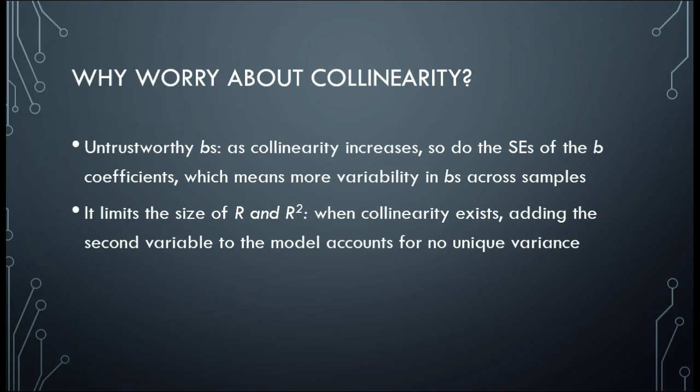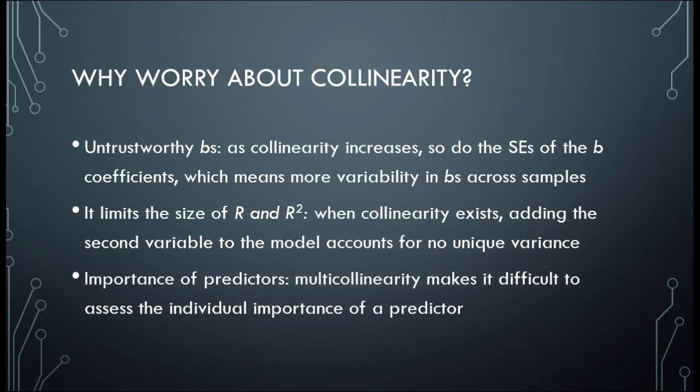Second problem is that high collinearity limits the size of your R, or your R squared. When there is collinearity and you add a second variable to the model, now that variable is not really going to account for a unique variance. In other words, both variables account for the same variance, which brings me to the third problem, which is the importance of the predictors. Now you cannot tell anymore which predictor is more important in your model.